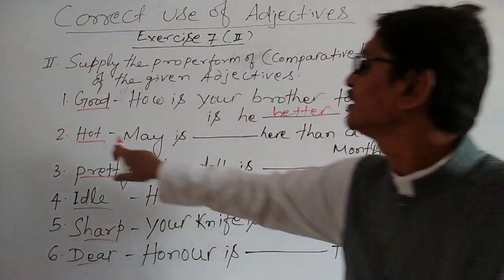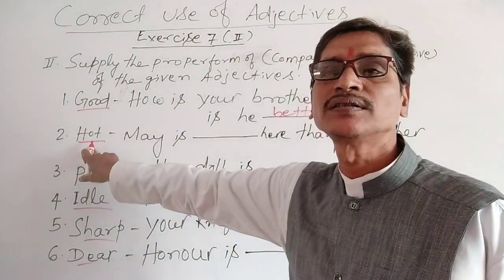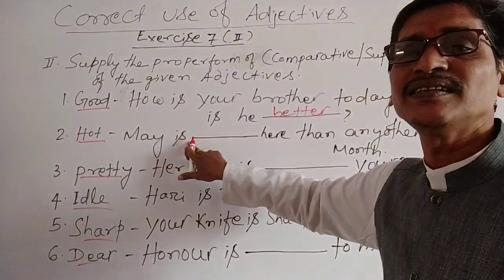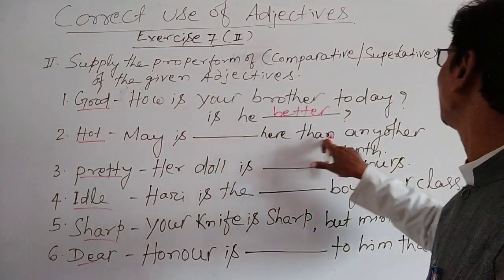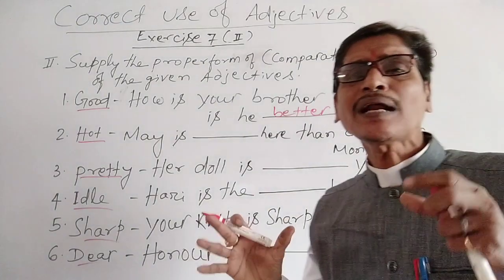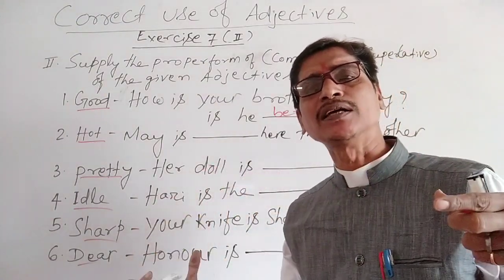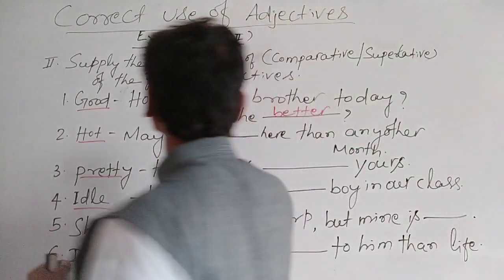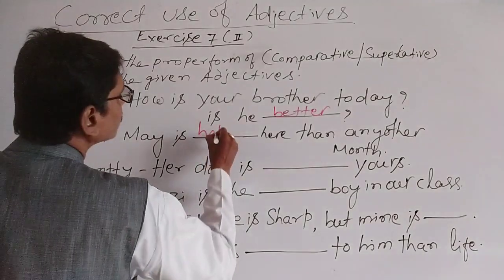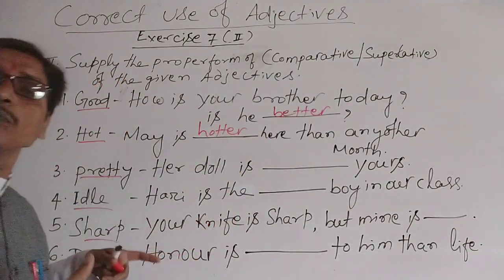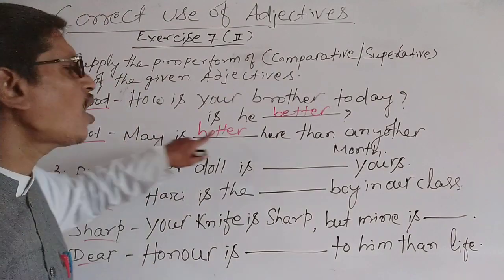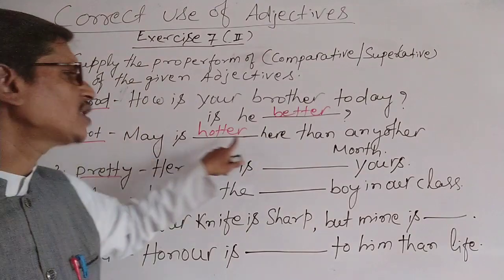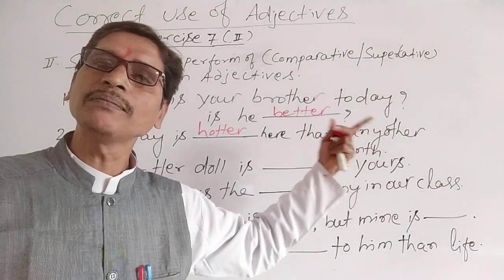Understand? Similarly, the next sentence has the adjective hot. May is dash here than any other month. We are comparing May with the other months of the year. When we are comparing, we have to use the comparative degree. So we can use hotter. We can write more hot as well. May is hotter here than any other month.